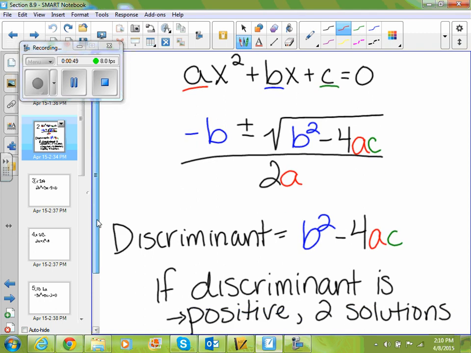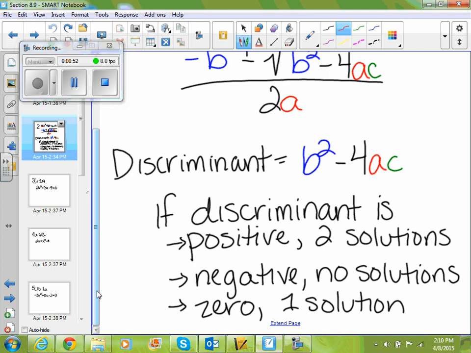Okay, so then let's scroll down. Second part of your notes deals with the discriminant. Alright, so your discriminant is equal to the thing that is underneath of your square root in your quadratic formula. So b squared minus 4ac, that's your discriminant.